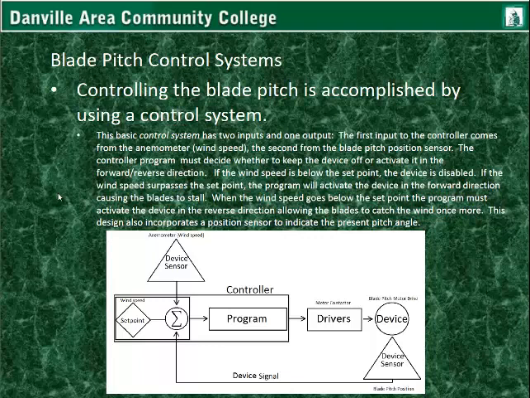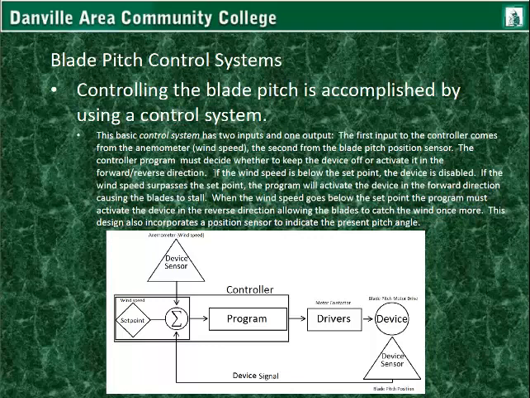When the wind speed goes below the set point, the program must activate the device in the reverse direction, allowing the blades to catch the wind once more. This design also incorporates a position sensor to indicate the present pitch angle.